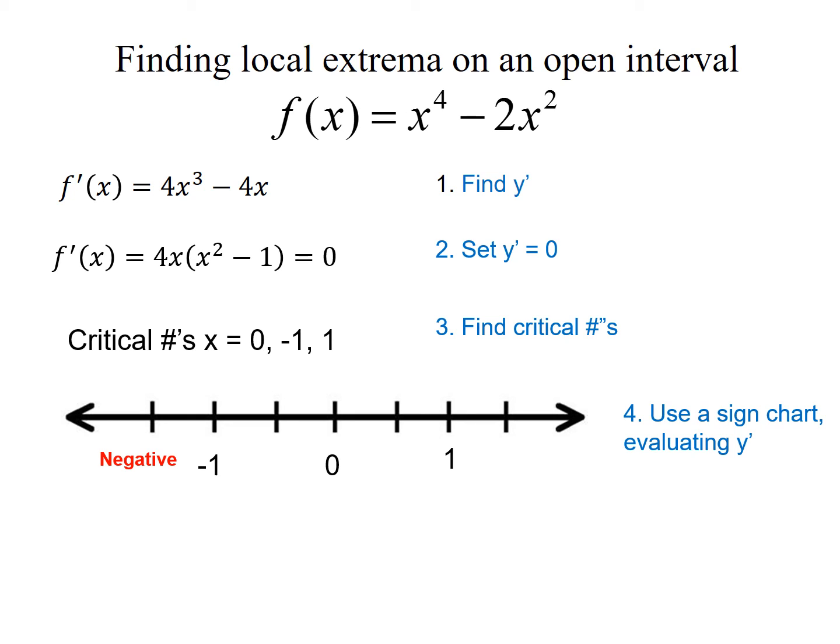I'm going to do the same thing with something like -0.5, and I evaluate that in the derivative, and I get a positive number. Then I'm going to take a number between 0 and 1, and once again I substitute that into the derivative, and I get a negative number. Then I take a number greater than 1, let's say 2, and I substitute that into the derivative, and I get a positive number.